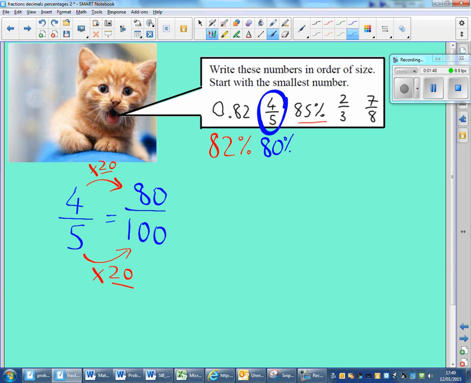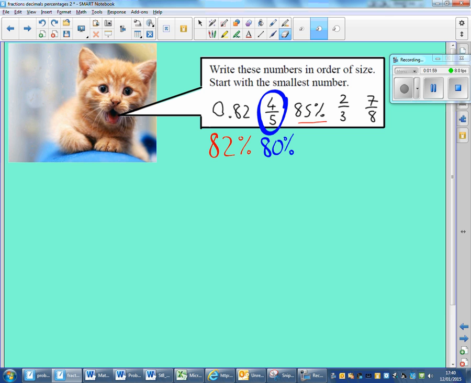You can see those are quite close to each other, 82%, 80%, 85%. So that suggests to me that we've done the right thing, because if it were really obvious that one was really big and one was small, we wouldn't have to bother converting them all to percentages. The next one, I would choose my favorite color in the world. That is purple.